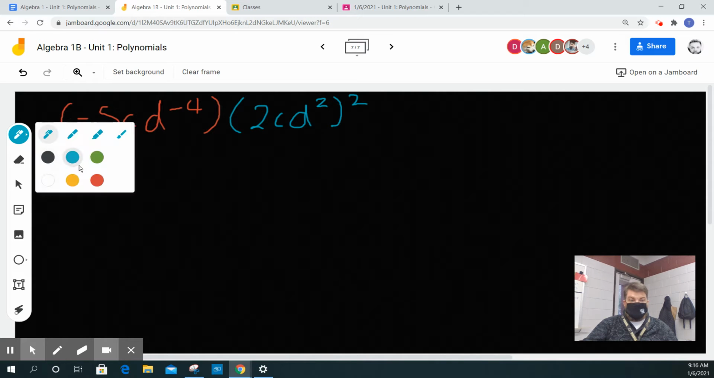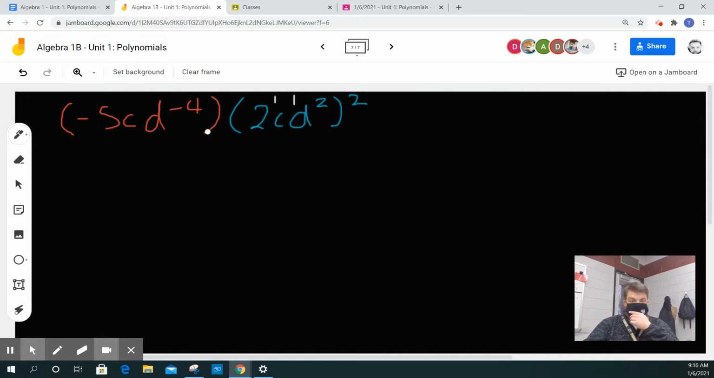So remember that if they don't write the power down, the power is 1. So I'm going to distribute this 2 through. In other words, I'm going to multiply the 2 times the 1 here, multiply the 2 times the 1 here, and multiply the 2 times the 2 here. So I get 2 raised to the 1 times 2.